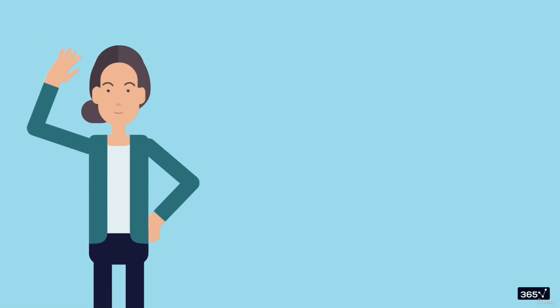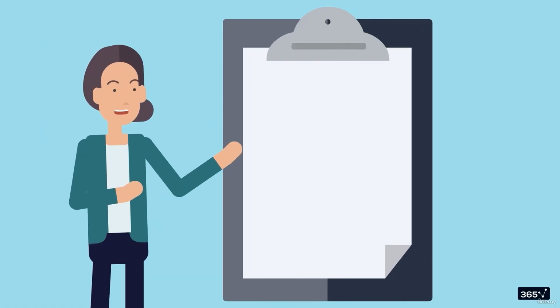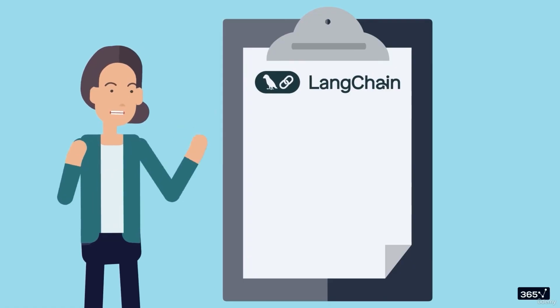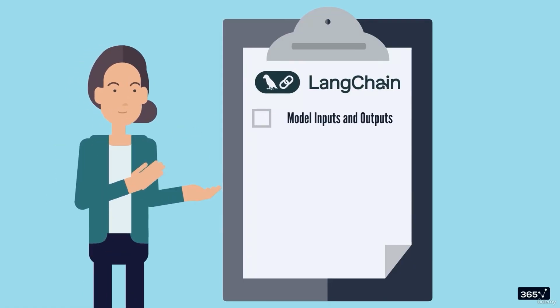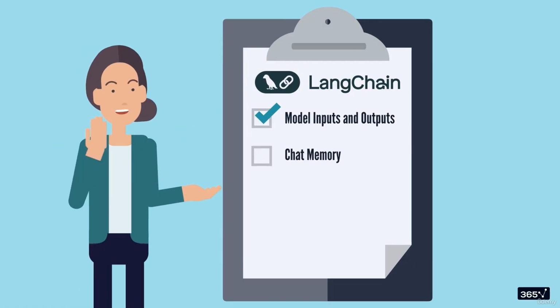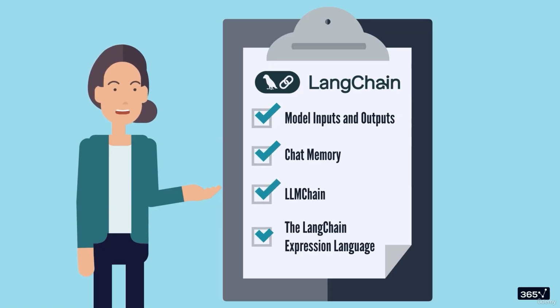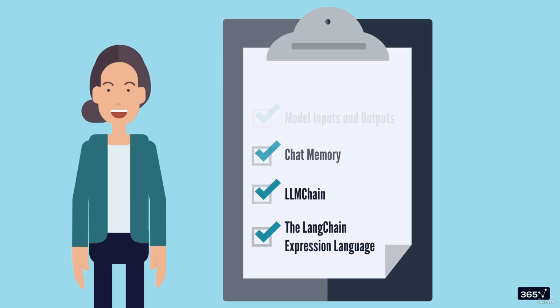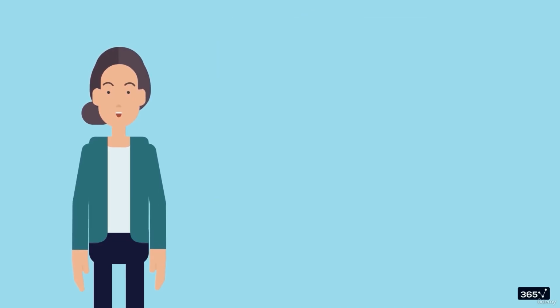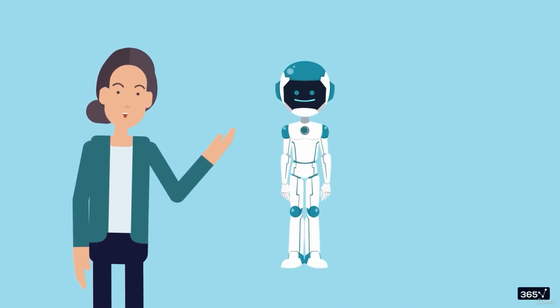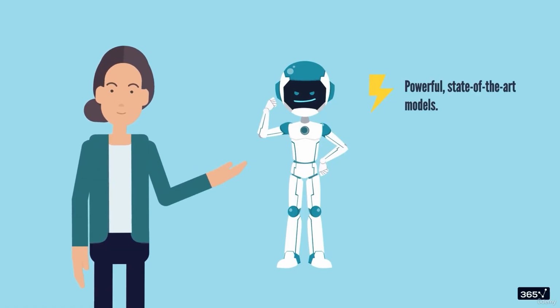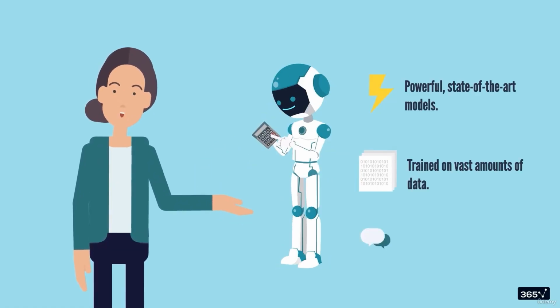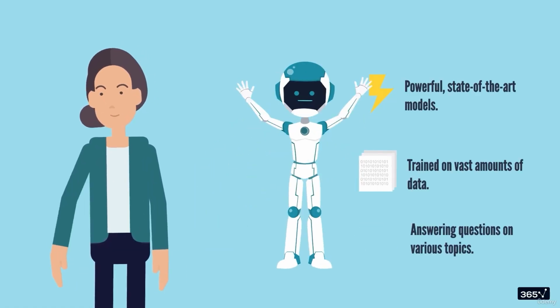Hey everyone! So far, in the practical part of the course, we've used OpenAI's GPT models to discuss model inputs and outputs, chat memory, the LLM chain, and the LangChain expression language. Now that you've acquired solid experience with LLMs, I hope you can see that these are powerful, state-of-the-art models, trained on vast amounts of data and answering questions on various topics.